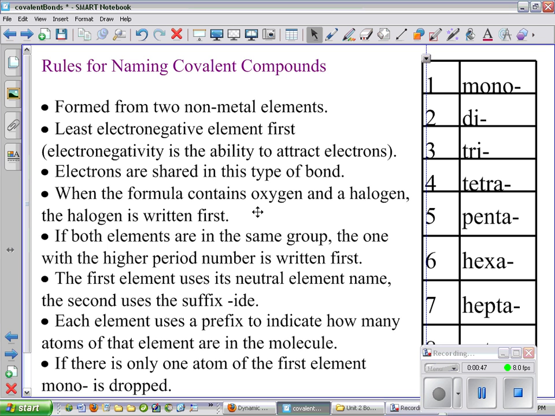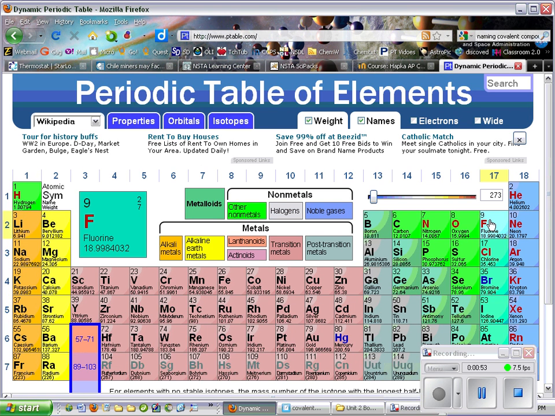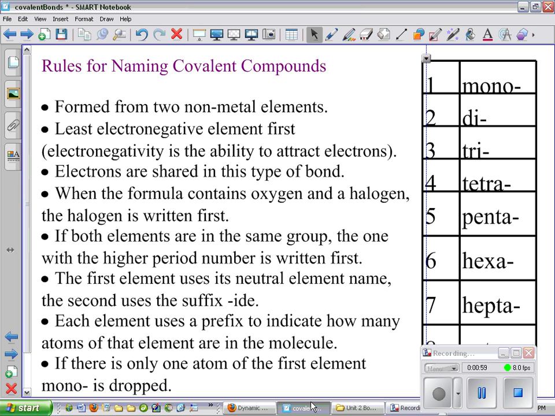When the formula contains oxygen and a halogen, the halogen is written first. Remember, halogens are this group: fluorine, chlorine, bromine, iodine, and the ones below it. If both elements are in the same group, the one with the higher period number is written first, meaning farther down in the table, because it is less electronegative.